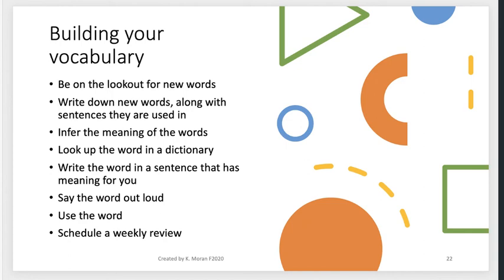You can keep a vocabulary log and write the word in a sentence that has meaning for you and say the word out loud. And try to use that word when you're in conversation or even writing for the next two or three days. And you also want to make sure that you're scheduling a weekly review so that you can go back and look at the new vocabulary that you're finding.